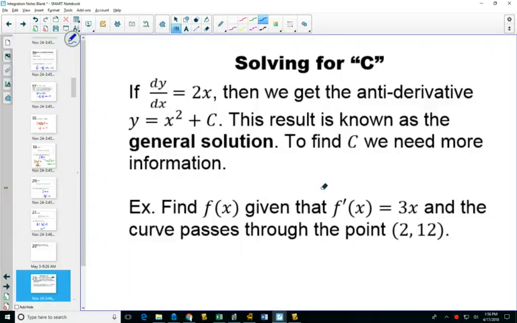Perfect. Solving for C. And as you already said, you already think it's equal to 15. That's not always the case, but we'll see.